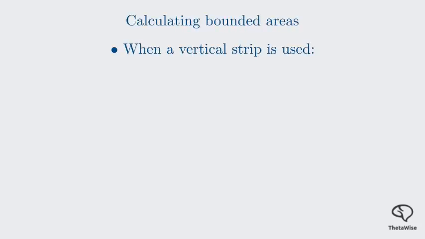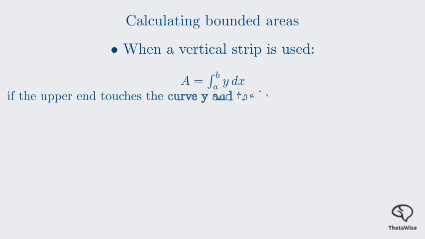Let's formalize those ideas into the two main formulas we will be using, depending on whether we choose a vertical or a horizontal strip. First, the vertical strip. Imagine slicing your area with very thin vertical rectangles, each of width dx. The area of each strip is its height times its width. The trick is to find the height in terms of x. If the upper end of your strip touches a curve y and the lower end touches the x-axis, the height is just y. The formula for the total area is the integral from a to b of y dx.